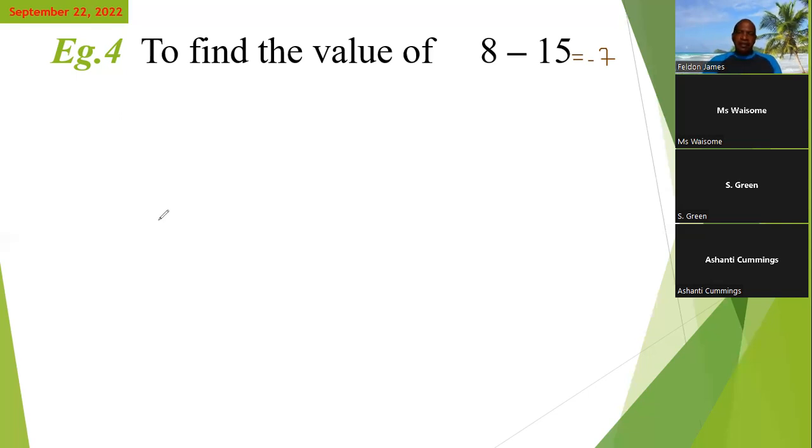But if you're adding a positive and a negative, what do you get? You'll get the sign of the larger number. So what you do, you generally find the difference, take away the smaller one from the larger one, and what you get as a difference, you keep the sign of the larger number in front of the answer. All right, so that's a general rule.